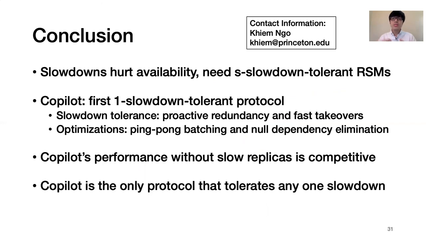In this talk, I explained what slowdowns are, why they hurt availability, and why we need replicated state machines to tolerate them. I defined s-slowdown tolerant for RSMs and then focused on the practically important case of one-slowdown tolerance. Copilot is the first one-slowdown tolerant protocol. It achieves slowdown tolerance using proactive redundancy and a fast takeover mechanism. It has two optimizations that improve performance in the normal case and when there is one slowdown. Our evaluation showed that in a single data center, Copilot achieved performance competitive with Multi-Paxos and is the only protocol that can tolerate any one slow replica.